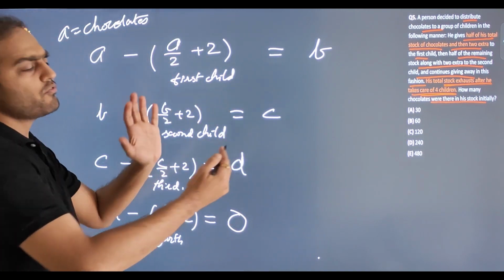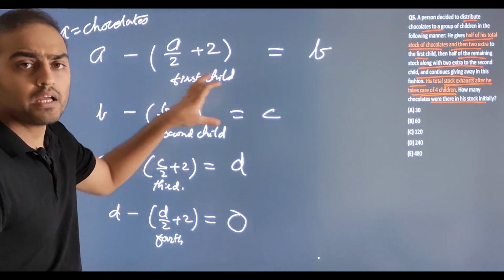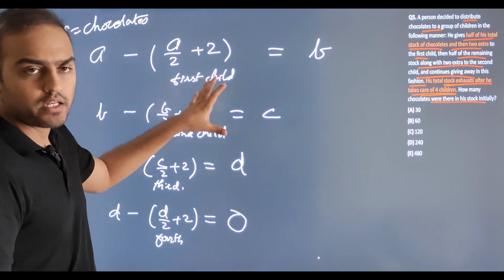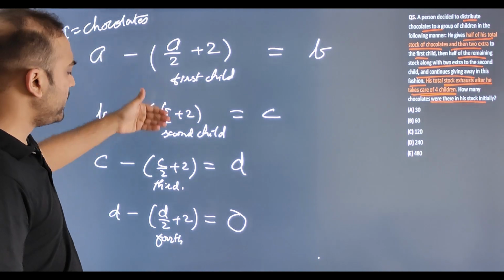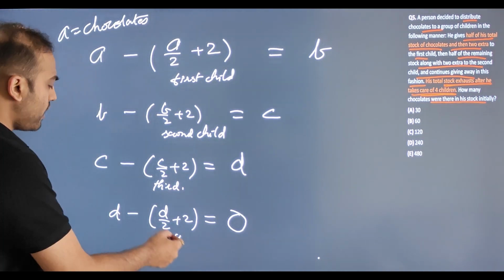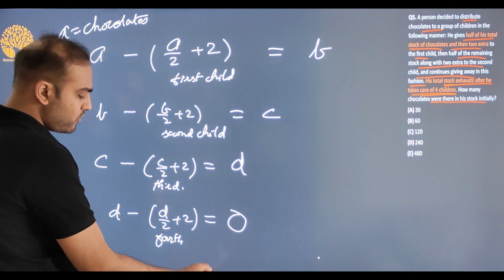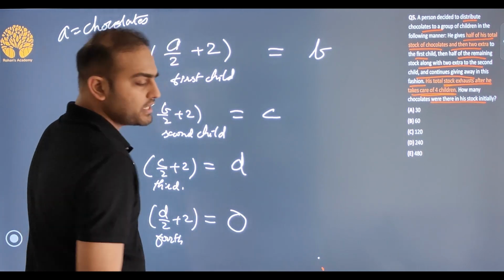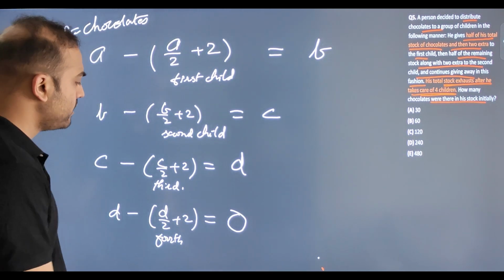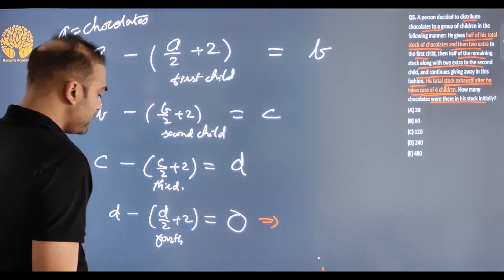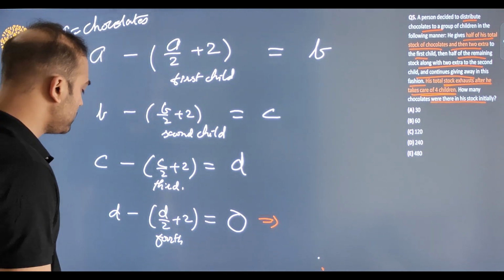Again, try not to make a formula or anything. Just simply write down step by step the pattern. Okay, this is for A1, A2, A3, A4. We know after the fourth, it is 0. Now all we do is simply back solve, right? So from here, let's simply back solve.